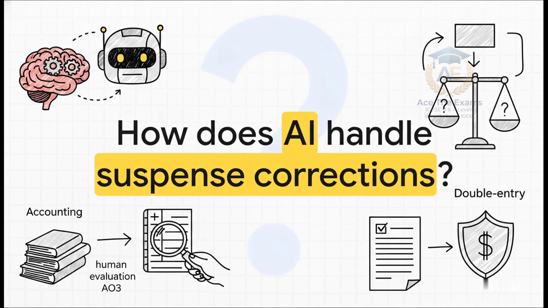So, I'm going to leave you with this pause and think A-star challenge to really test your high-level financial intelligence. Think back to the procedural flow we mapped out. How do automated platforms actually handle suspense account corrections compared to manual ledger adjustments? Does the underlying requirement for prudence and exact double-entry duality change when a computer does it? Or is human evaluation via AO3 more important now than it ever was? Ponder that as you review your notes.